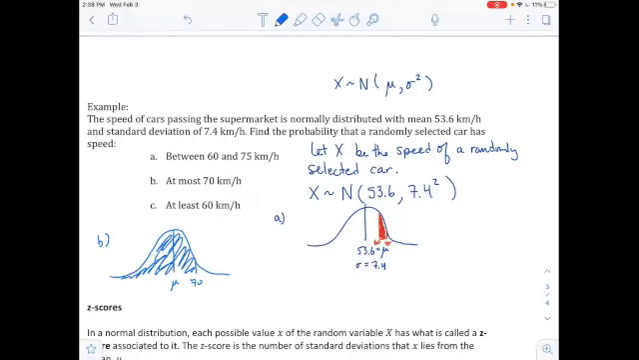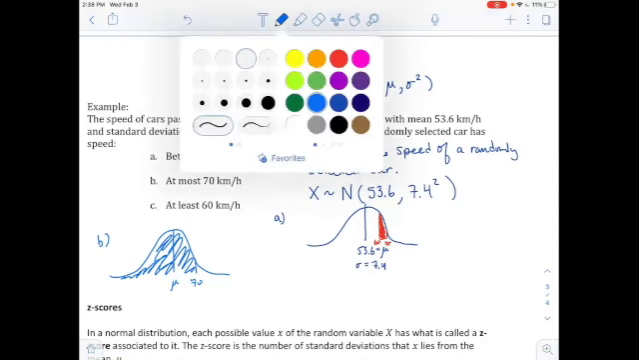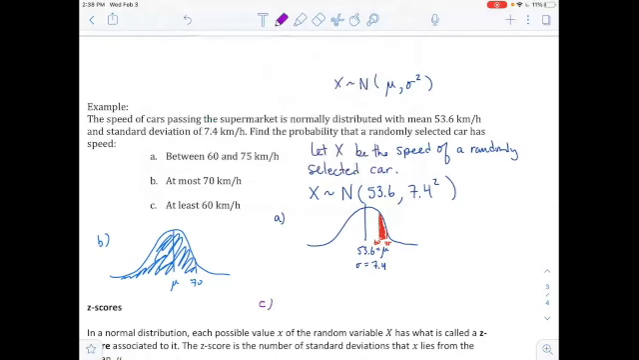And for part C, we would have at least 60. So we've got 53.6 here. And there we would want to calculate this area. All of these can be done in your calculator.